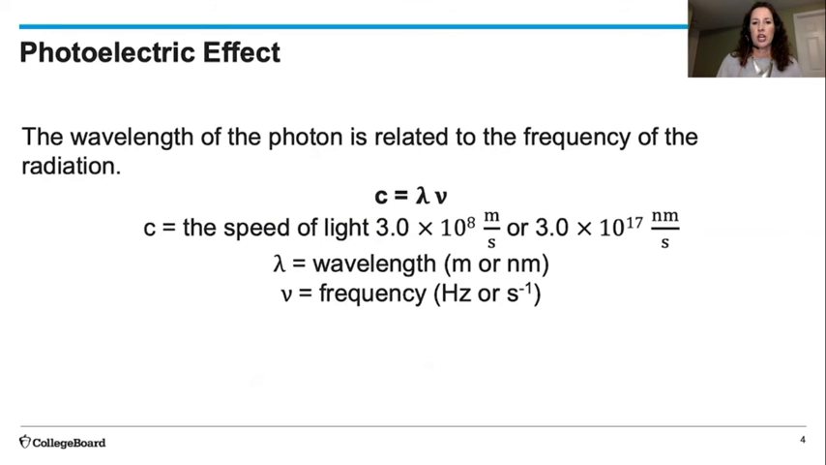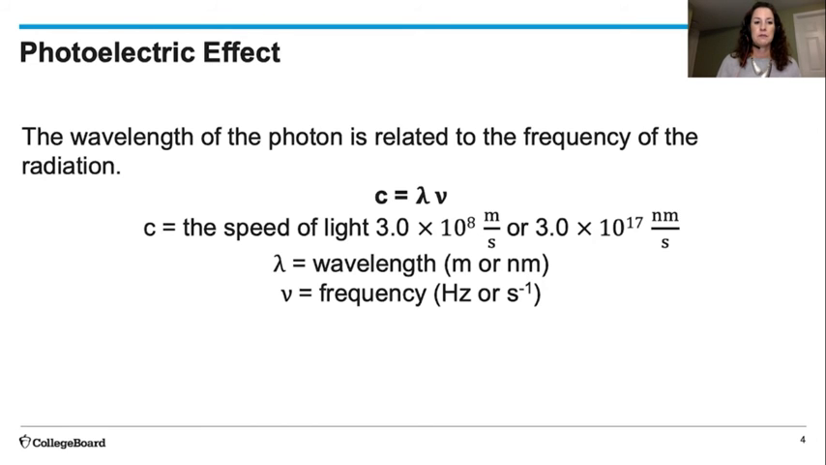The wavelength of the photon is related to the frequency of the radiation. And we use the formula c equals lambda nu, where c is equal to the speed of light, either given as 3 times 10 to the 8th meters per second, or 3 times 10 to the 17th nanometers per second. Lambda is a symbol we use for wavelength, and that can be given in meters or nanometers. So it's important to pay attention to the units and make sure you're matching your constant. And then nu is equal to the frequency, which is given in the unit of hertz, which is the same as 1 over seconds.